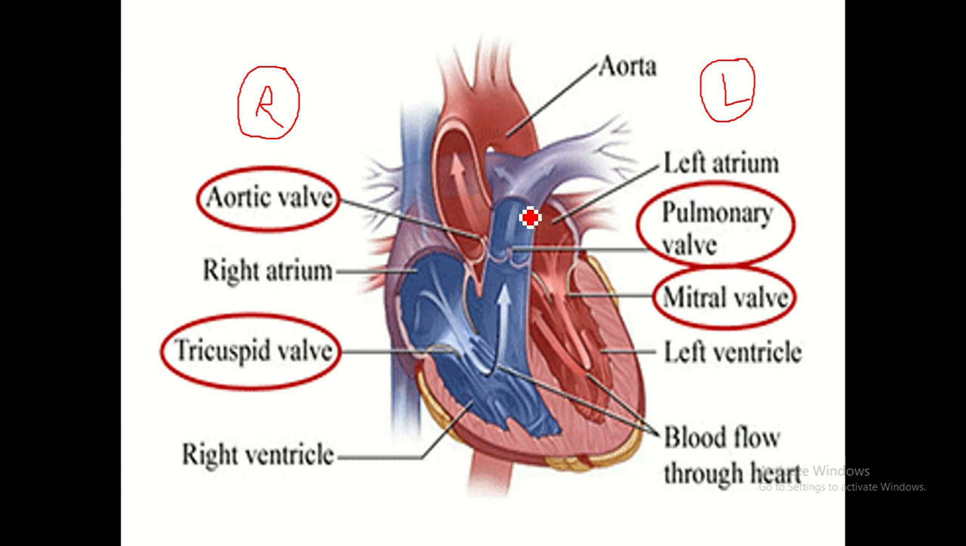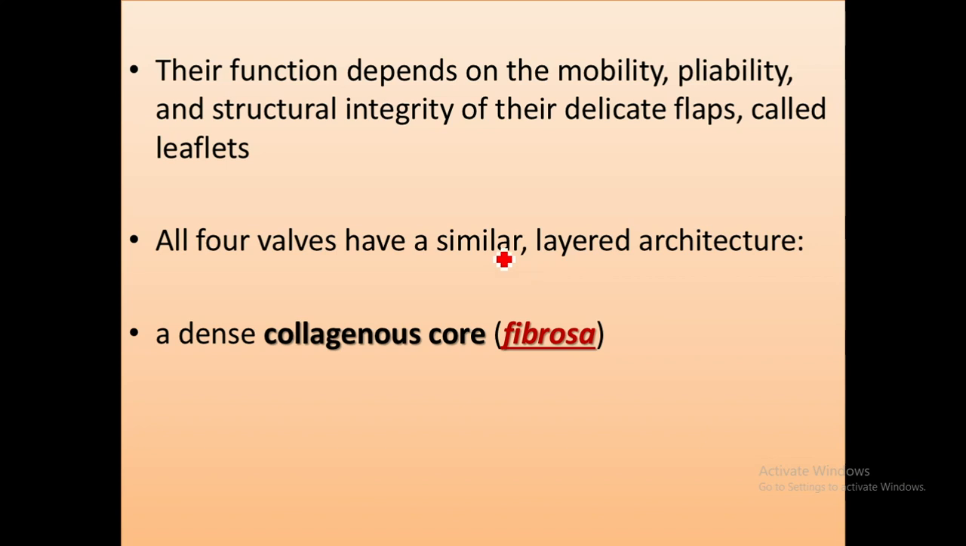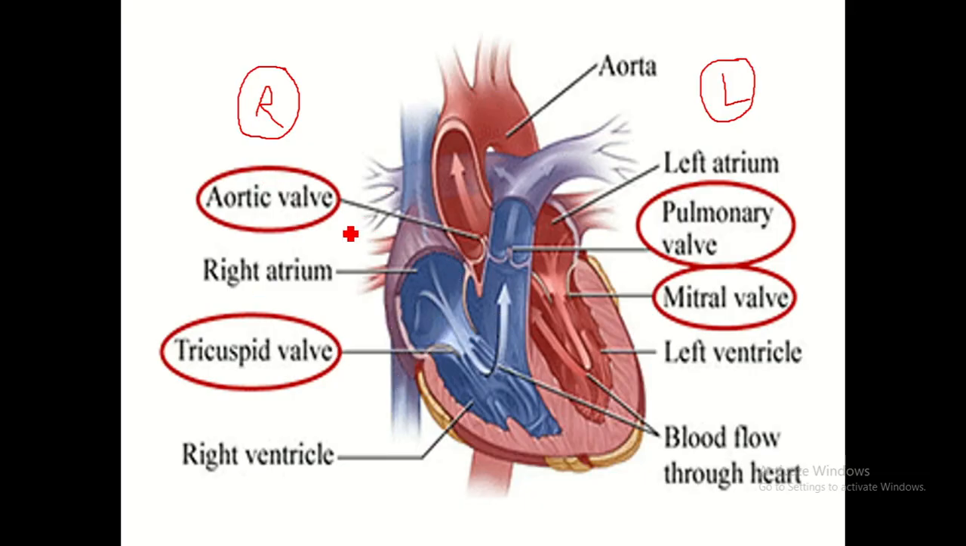The role of heart valve is to allow unidirectional flow of blood and, by closing properly, prevent the backward flow. To do their function, it depends on the mobility, pliability and structural integrity of their delicate flaps, also called leaflets. Out of all these four valves, only mitral valve has two leaflets, other three have three leaflets.